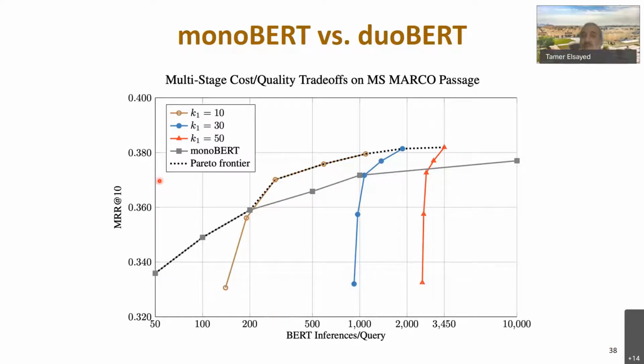We got it by, of course, playing with the size of the documents going to mono BERT and the size of the documents going to duo BERT. Okay, so these two numbers, K0 going to mono BERT and K1 going to duo BERT, allow us to explore the cost-quality trade-off much better than mono BERT only. Okay, any question about this? Did you understand the figure and how to understand every point here?